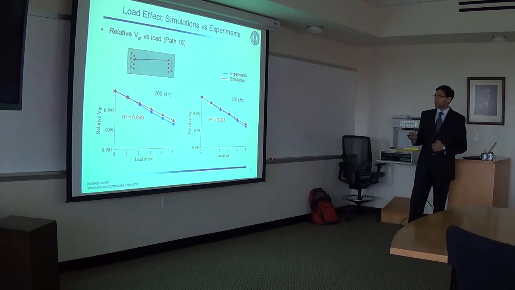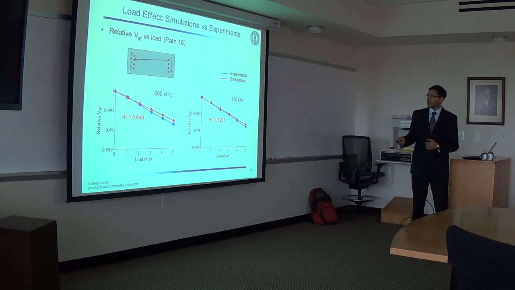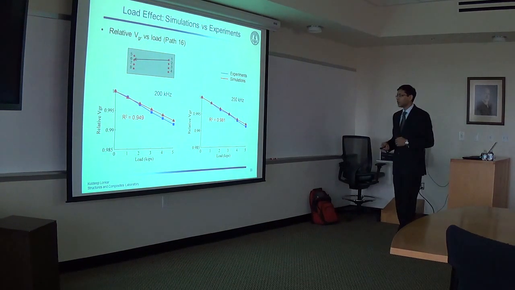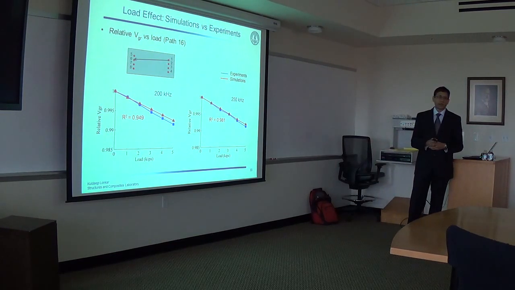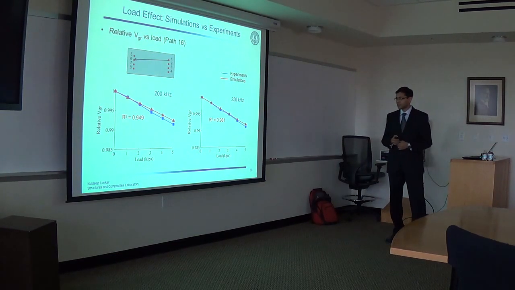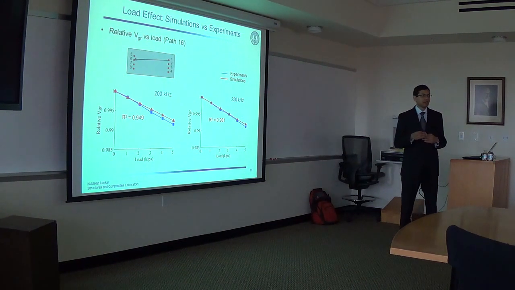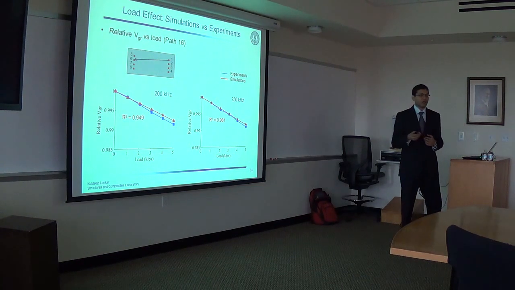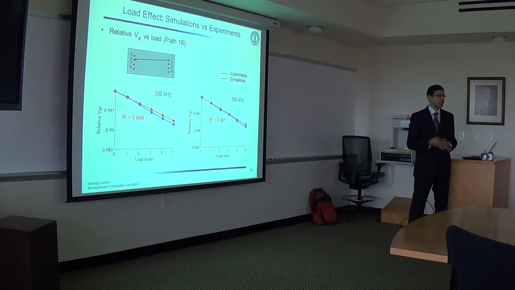This slide compares again the group velocity versus load for path 1-6, but for two different frequencies. On the left side, we have the simulation and experimental results for 200 kilohertz, and on the right hand side, we have the simulated and experimental results for 250 kilohertz. I used R squared value as a measure of correlation between these two curves. You can see these R squared values are very close to 1, which means there is very good correlation between the experimental signals and the simulated signals.